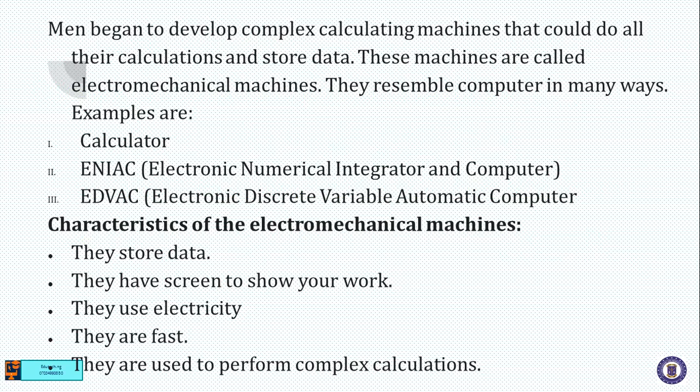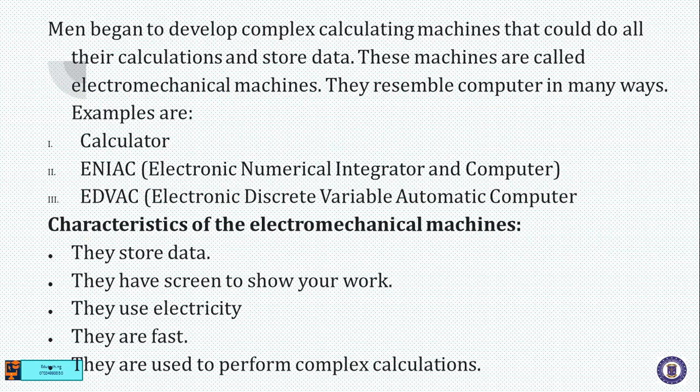Yeah. So we are going to be talking about the characteristics of the electromechanical machines: they store data. You remember that I mentioned earlier that they were able to store data, and I told you data is a raw fact.